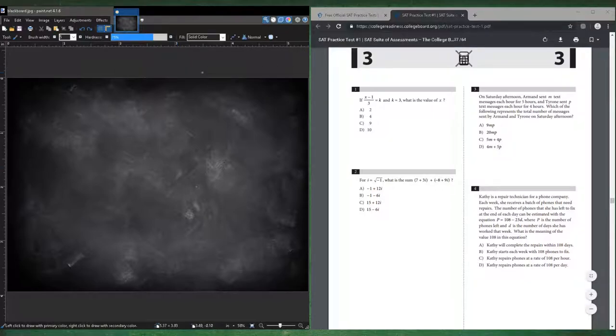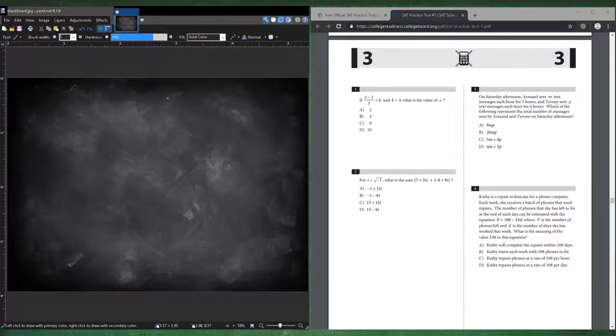Question 3. On a Saturday afternoon, Armin sends m text messages each hour for m hours, and Tyrone sends p text messages each hour for 4 hours. Which of the following represents the total amount of messages sent by Armin and Tyrone on the Saturday morning? Okay, so first we need to find Armin's total amount, which is m text messages each hour for those 5 hours. So that's 5m. And then we have to find Tyrone's, which is p text messages each hour for 4 hours. So that's 4p. That's the total, 5m plus 4p. So the answer is C.